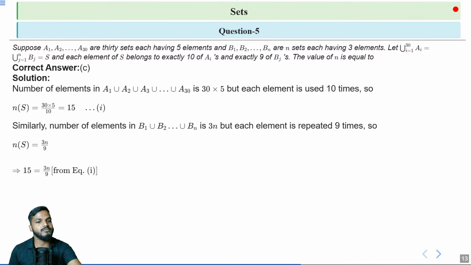So here from equation 1, 15 is equal to 3n into 9 by 9, so n is equal to 45. That is your value of n.